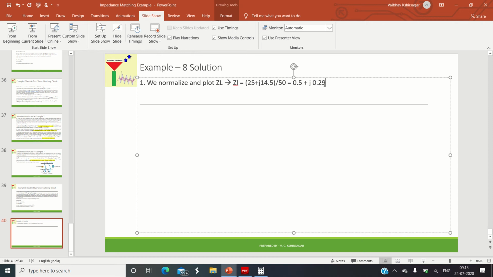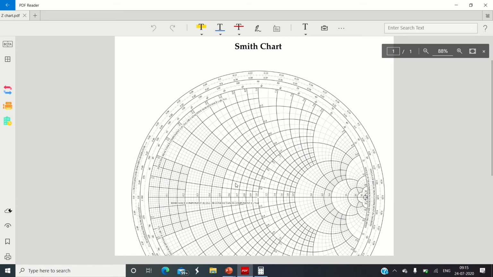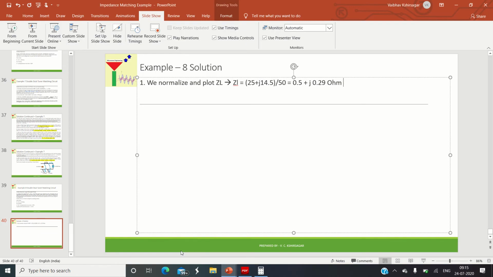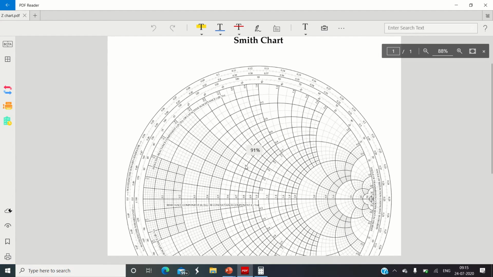First of all we will take a blank impedance chart, and in that chart we will plot this normalized value of load impedance. Please remember the value of this load impedance is 0.5 plus j0.29. We open a new Smith chart. This is the impedance Smith chart. The value of the load impedance is 0.5 real part and imaginary part positive 0.29. So I will plot this.